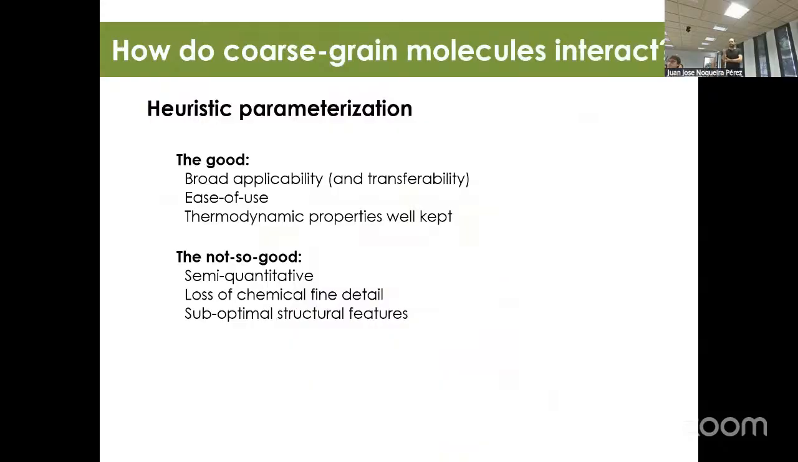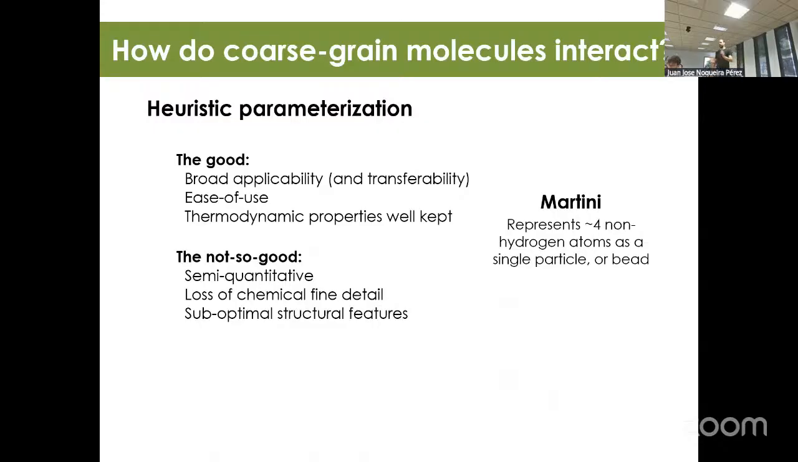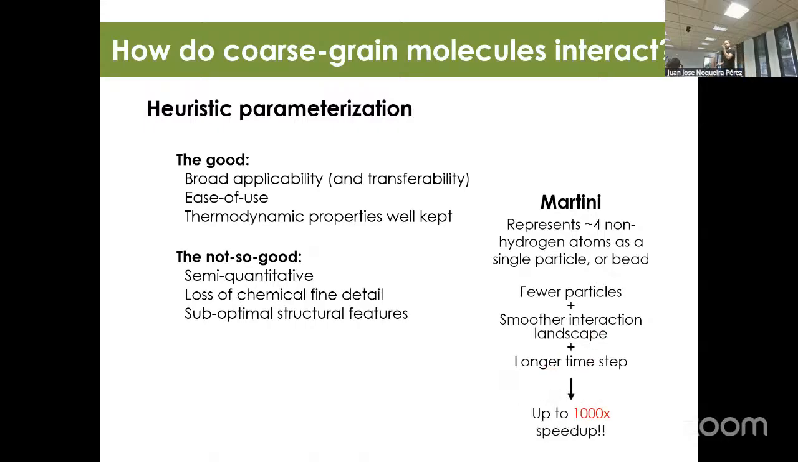All right, so this is what I just recapped. As for Martini, we're representing typically 4 atoms as a bead. Now we can do less than that. So you have fewer particles, plus a smoother interaction landscape that leads to a longer time step. And so we're typically looking at speedups between 100 and 1,000 times compared to the atomistic model, right? This is why we put up with the not so good parts, because the scales that we're talking about are completely different now, right? And you're going to see them in the application.